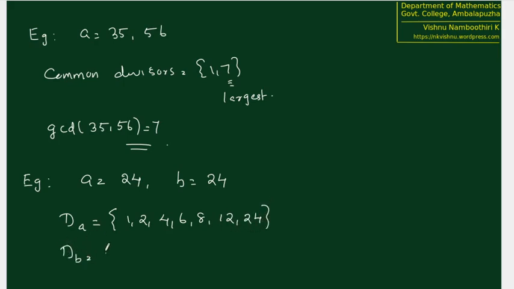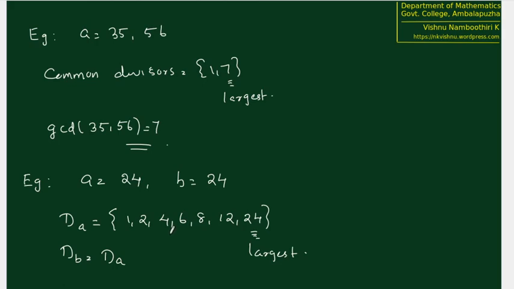So what is the largest? DB is the same as DA, because A is equal to B. Therefore, the intersection is going to be equal to just DA, and 24 is the largest. So GCD of 24, 24 is equal to 24 itself. So in some other sense, we know that given a number, that number itself is always a divisor of that number, and the largest divisor of a number cannot exceed that number itself. Therefore, if we are asking the GCD of a number and the same number, then it's always going to be that number itself.